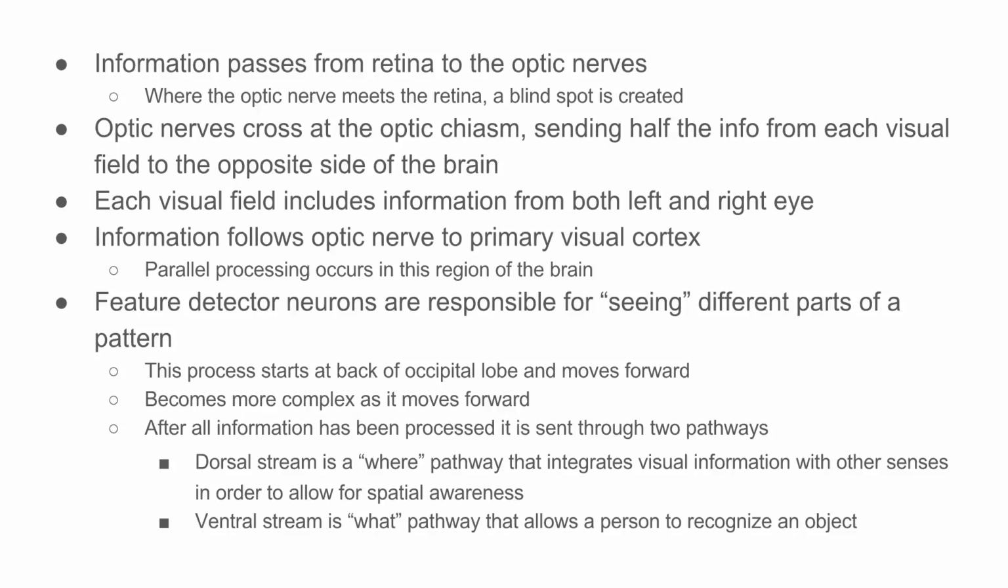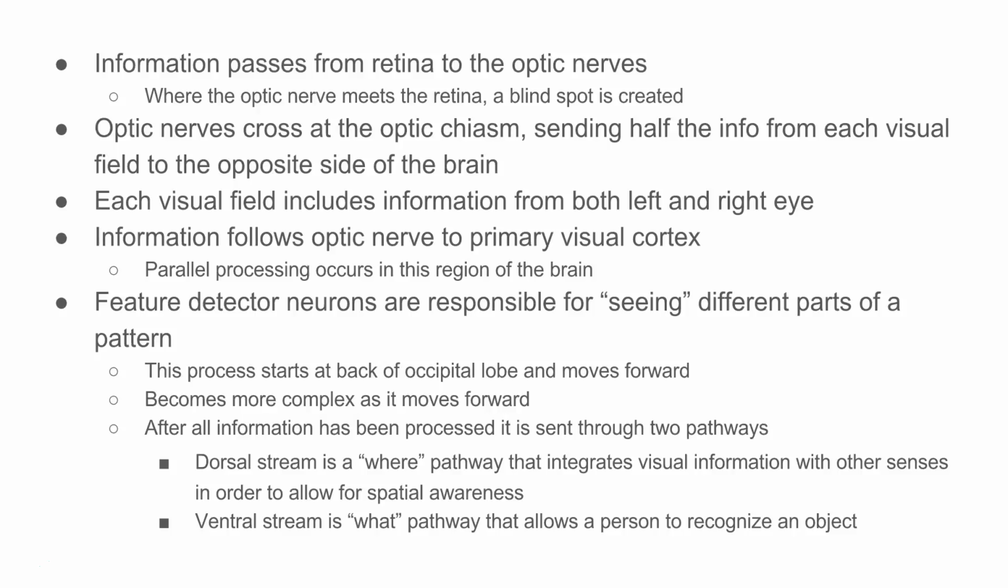And then there's what's known as the ventral stream. And that is the what pathway. That is what allows a person to recognize an object. And if there's damage to either of those, then you either can't tell how close something is or how far away it is, or you can't tell what something is. You know it's close by, but you can't name it.